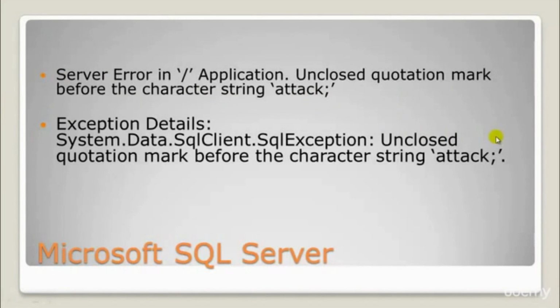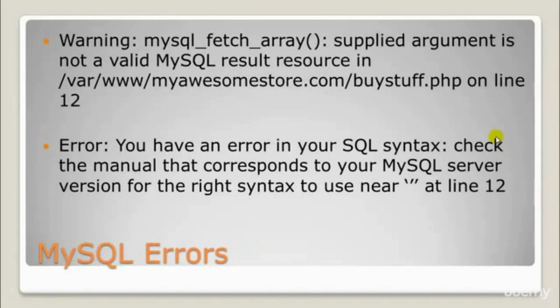The description over here says it's an unhandled exception that occurred during the execution of the current web request. Please review the stack trace for information about the error and where it originated in the code, and something like that. You don't actually need to know much detail about exactly what this is. So I'll show you different types of errors that people normally get. This is another one: supplied argument is not valid, mysql_fetch_array, and as you can see, it's in /var/www/myawesomestore.com. That var means it is running on Linux.